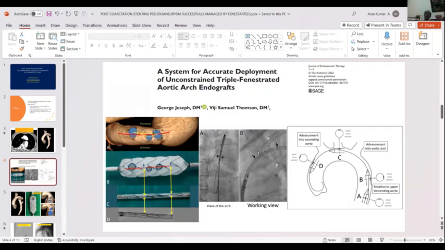Actually, Dr. George Joseph is a veteran of aortic aneurysm stent grafts in India. And he very, very cleverly manages almost all the side vessels of the aorta, starting from renals to subclavians, renals to superior mesenteric, celiac. Each and every vessel he targets with these fenestrated grafts. And he has a huge volume of data about these fenestrated grafts.